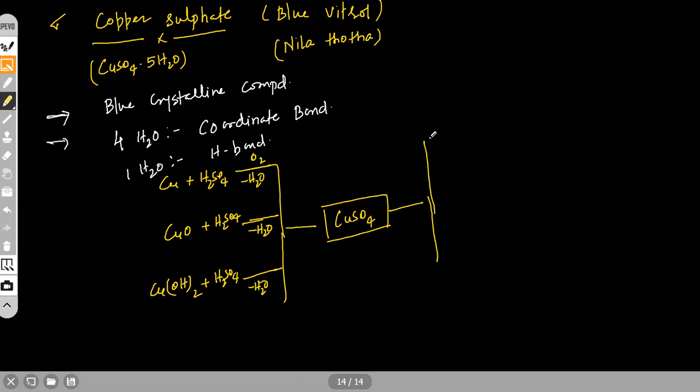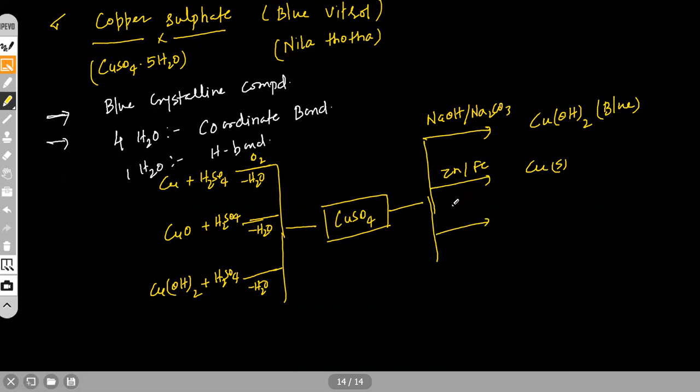The reactions of copper sulfate, we have 2-3 reactions here. When it is heated with NaOH, or we can also take Na2CO3, it forms the major product, the most important product here, we'll write Cu(OH)2. It's not Ca, it's Cu(OH)2. And the color of this is blue. Okay. When it is heated with Zn or Fe, it gives you copper metal, Cu, solid. ZnSO4 or FeSO4 goes out. When it is heated with KI, it converts into iodide, CuI. Okay, heating effect of CuSO4.